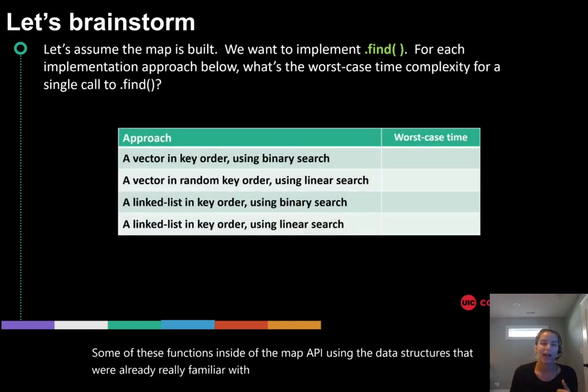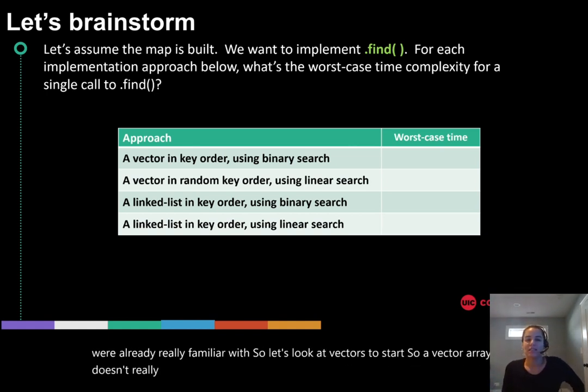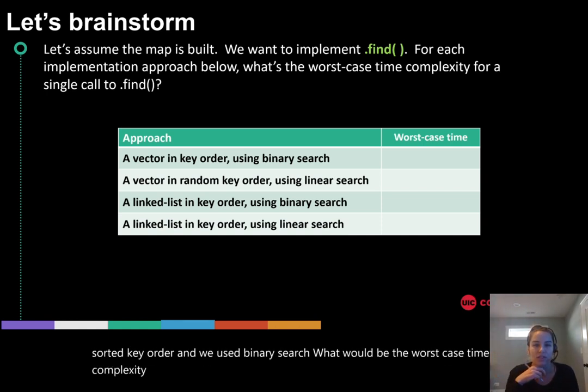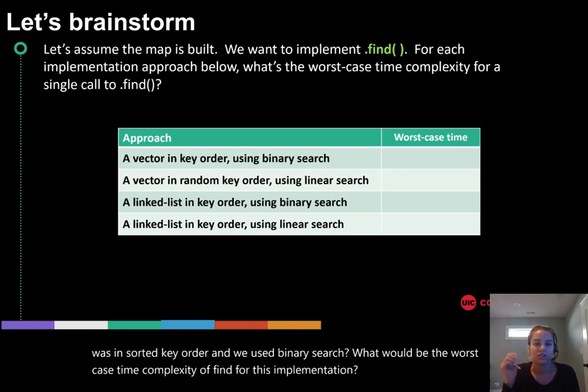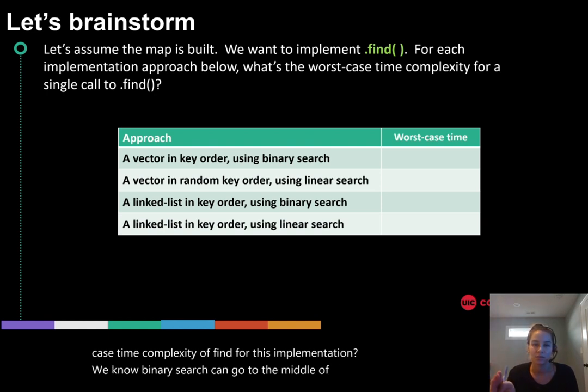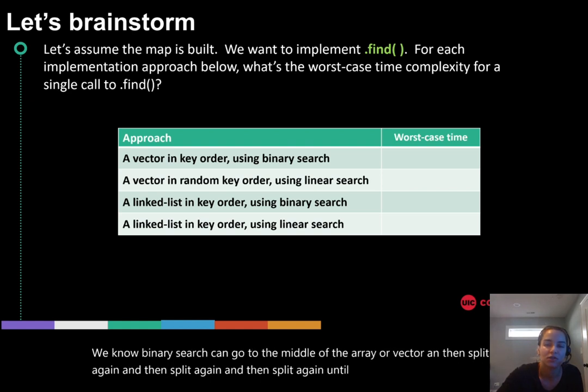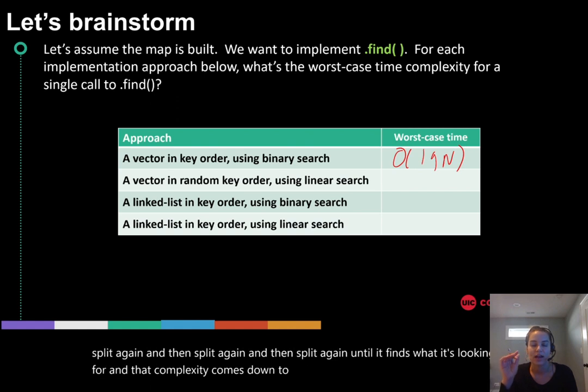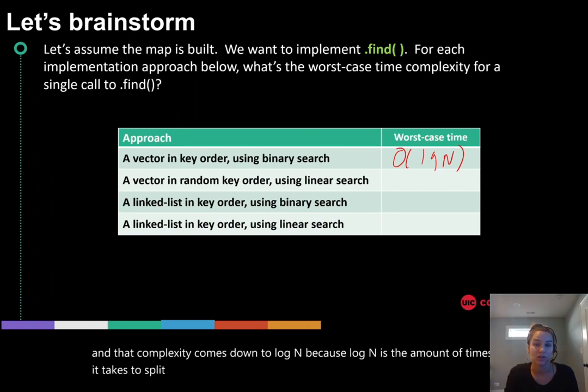So let's look at vectors to start. A vector or array, it doesn't really matter, but the idea is: what if we had a vector in sorted key order and we used binary search? What would be the worst case time complexity of find for this implementation? Well, we know binary search can go to the middle of the array or vector and then split again, and then split again, until it finds what it's looking for. And that complexity comes down to log n, because log n is the number of times it takes to split n by 2 until you get down to 1.